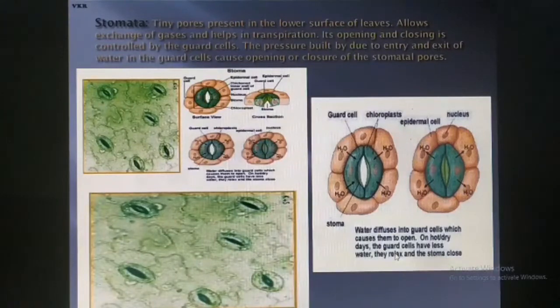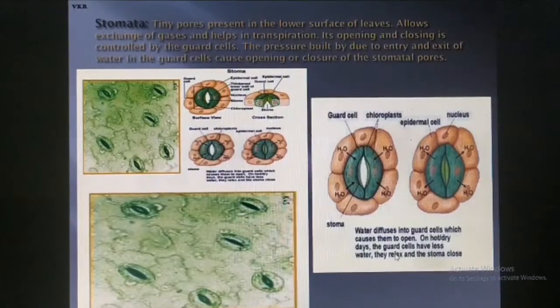So when does the opening and closing of the stomata become faster? When it happens in the summer season. When the season is dry, the rate of evaporation of water is more, the rate of transpiration is more, so the opening and closing of the stomata becomes faster in the plants, right? Faster in the plants.